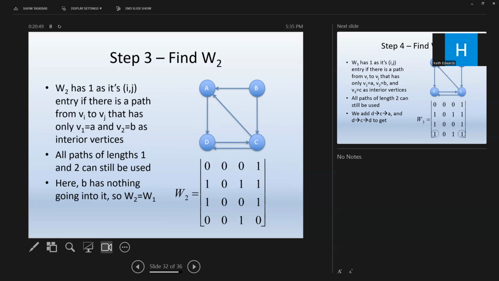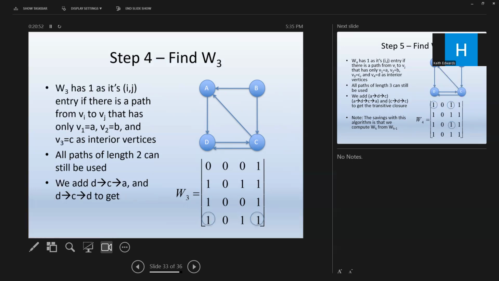But we're not done. W3 has a 1 as its ij entry if there's a path from Vi to Vj such that it has only V1 equal to A, V2 equal to B, and V3 equal to C as its interior vertices. All the paths from the previous one can be used, but notice we can go from D to C to get to A. So we can add D to C to A, which is the one in the bottom left, and D to C back to D. And we can add that one in on the bottom right.